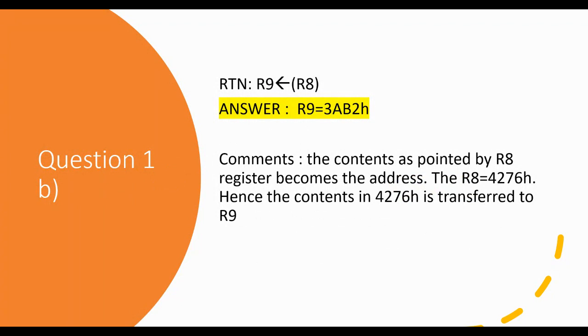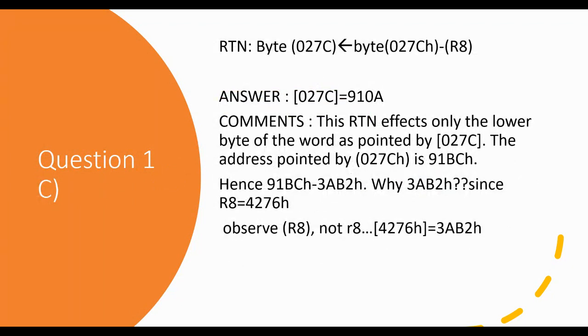This is the type of trick question that is why I want to bring up this exercise in the first place. So the contents are pointed to by R8. The register becomes the address. R8 equals 4276. Hence, the content in 4276 is transferred to R9. So this is slightly tricky, but we're going to look into more tricky ones.